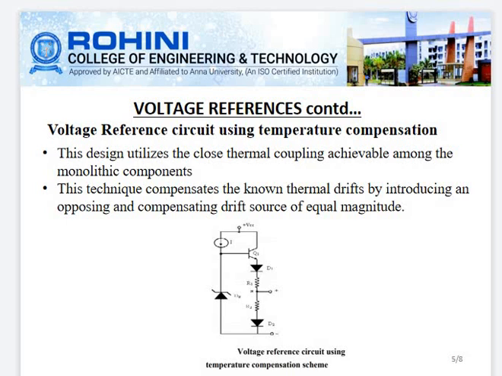Voltage reference circuit using temperature compensation. The circuit diagram is shown in the figure. In this temperature compensation, two diodes are connected back to back. The design utilizes the close thermal coupling achievable among the monolithic components. This technique compensates the known thermal drift by introducing an opposing and compensating drift source of equal magnitude.